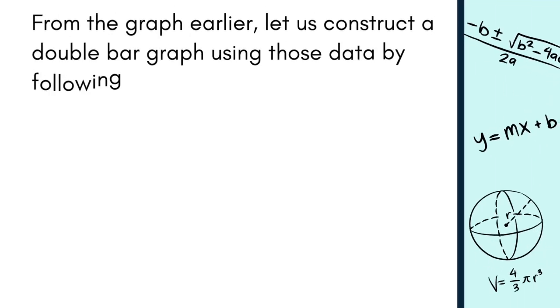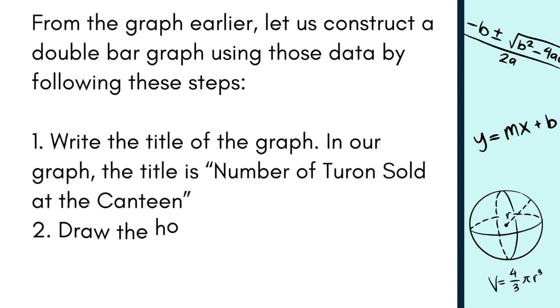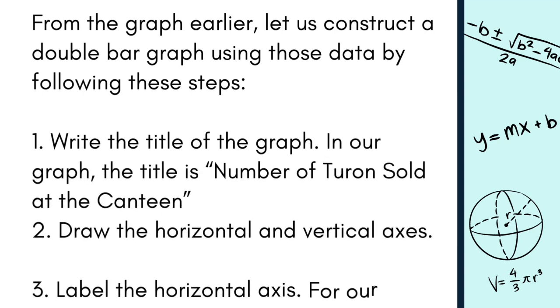From the graph earlier, let us construct a double bar graph using those data by following these steps. So, meron tayong steps na sinusunod. First, write the title of the graph. In our graph, the title is number of turon sold at the canteen. Number 2, draw the horizontal and vertical axis. Then label the horizontal axis. For our graph, label it days of the week.